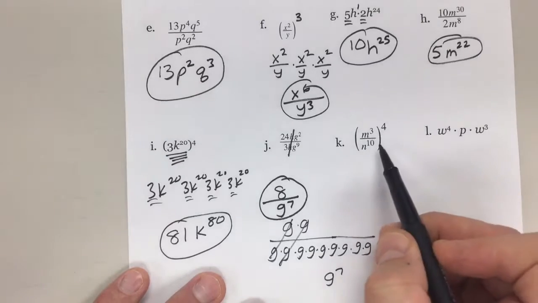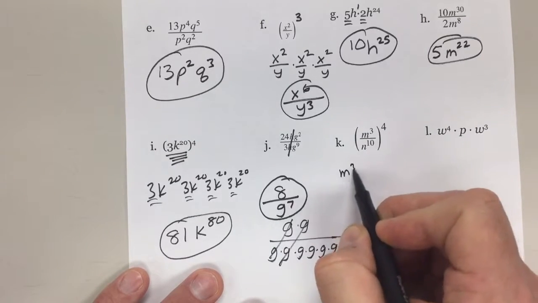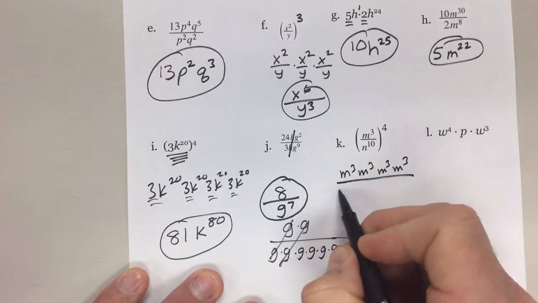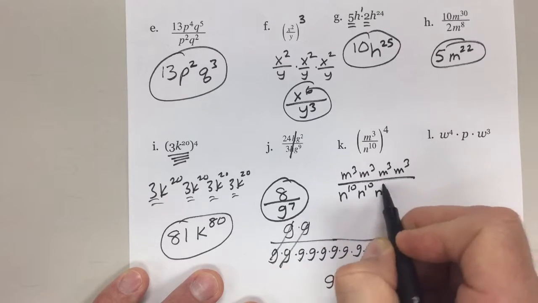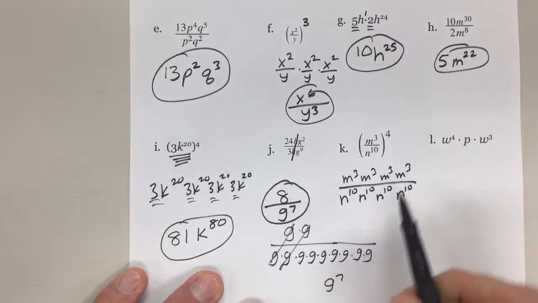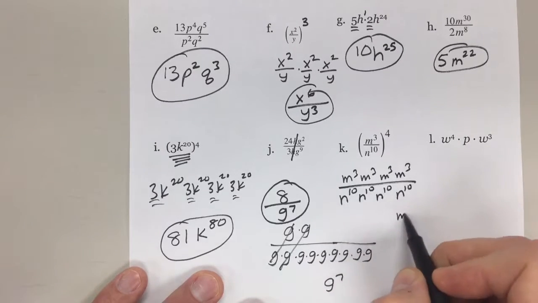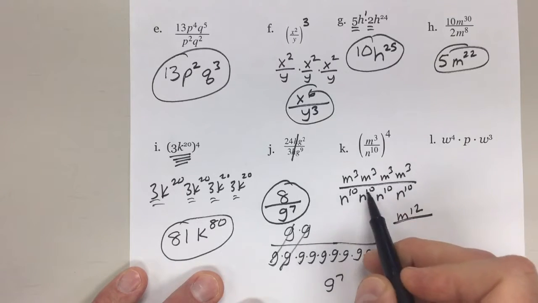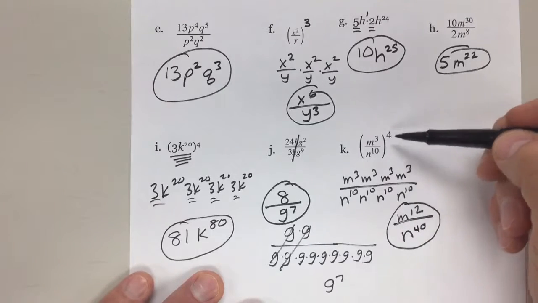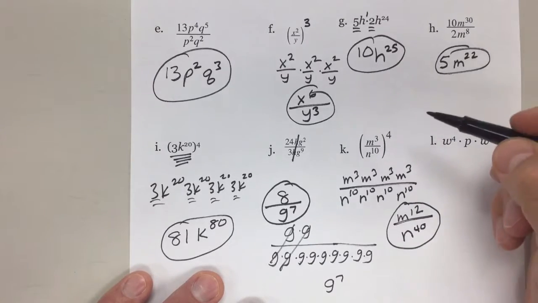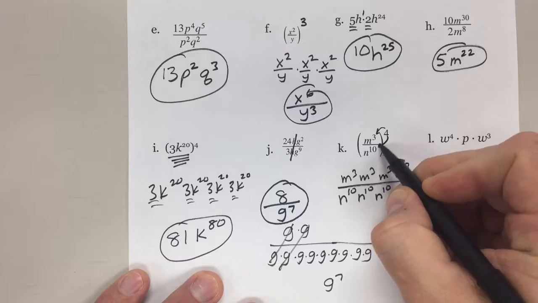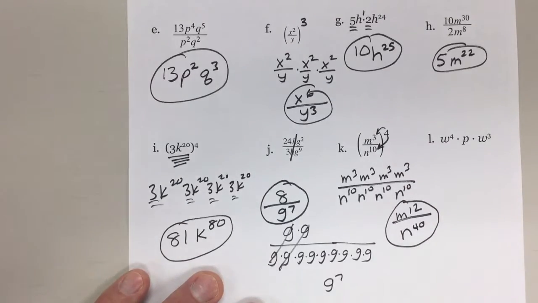That's kind of tricky. For this one, I have 4 of these. So I have m to the 3rd, m to the 3rd, m to the 3rd, m to the 3rd. And I have n to the 10th, n to the 10th, n to the 10th, n to the 10th. So total I have 3, 6, 9, 12. I have m to the 12th. And I have 10, 20, 30, 40, n to the 40th. So the shortcut here, remember if you have a power outside parentheses, you're supposed to multiply. So I have to multiply 4 times 3, that gets me the 12. And I have to multiply 4 times 10, that gets me the 40.